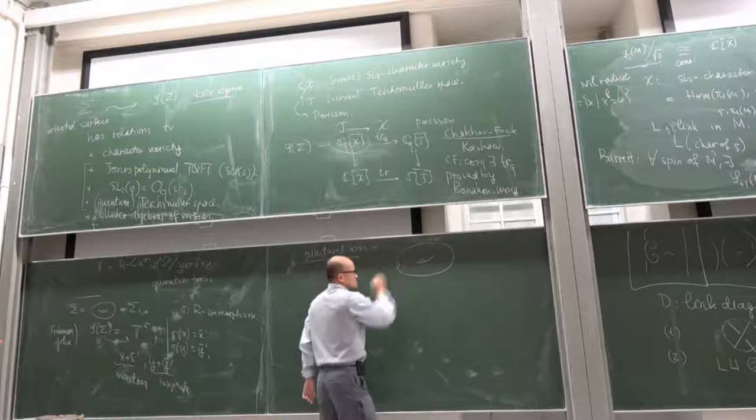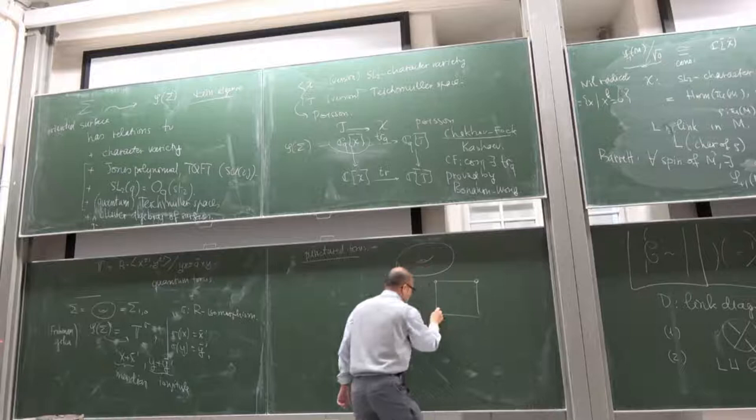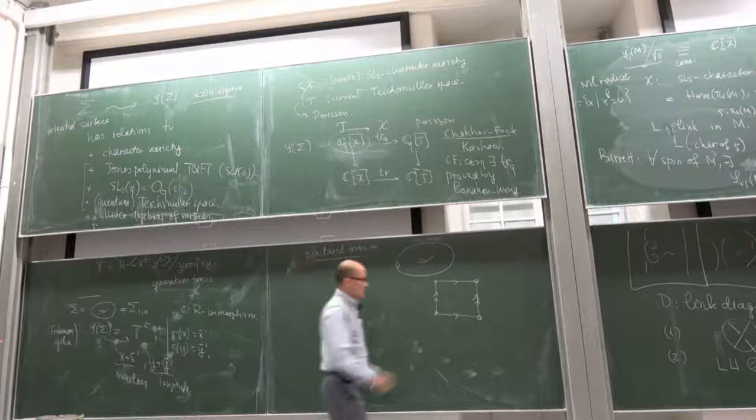So this one here, you can do the following. You identify, so this is an ideal square, and then you identify this side with this one, right? That will be the punctured torus. This is an ideal square. Ideal means that you have to remove all the vertices here. Okay?